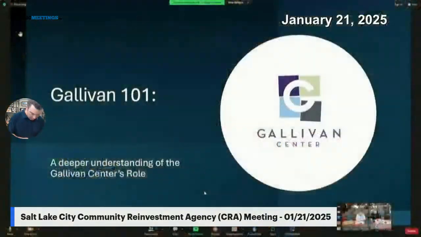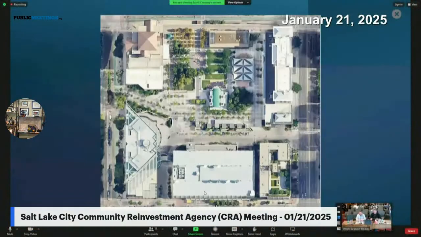Great, thanks, Danny. Next slide, please. Here you're looking at the entirety of Block 57, of which Gallivan sits right in the center, between 200 South and 300 South, State Street and Main Street. We're just over 3.5 acres. The Gallivan Center land, including the three-story parking garage below it, is owned by the Community Reinvestment Agency, while some of the surrounding buildings are owned by various private property owners.